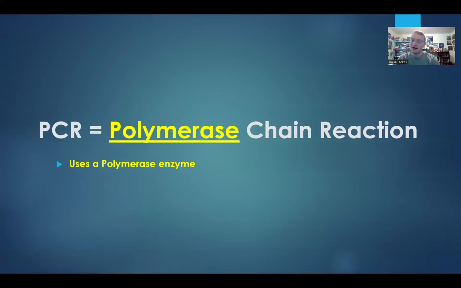If you remember from DNA replication in the cell, the polymerase enzymes are the enzymes that read the original DNA strand and build the new DNA strands to complement it. And the specific enzyme that does that in the cell is called DNA polymerase 3. So we're actually going to be using DNA polymerase 3 again here. So the polymerase stands for DNA polymerase 3.